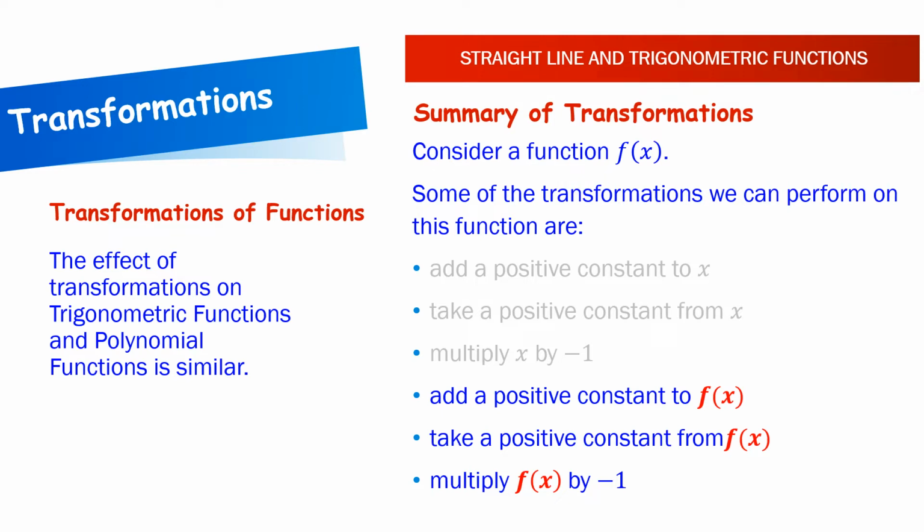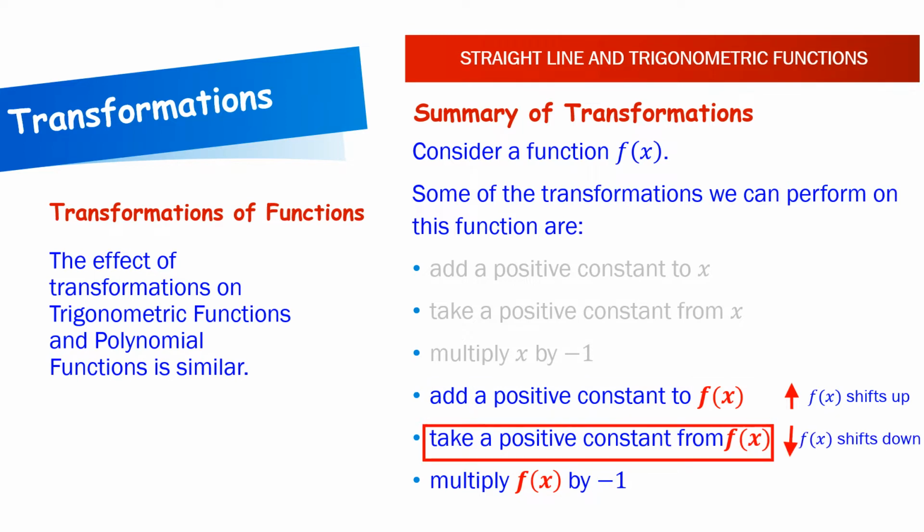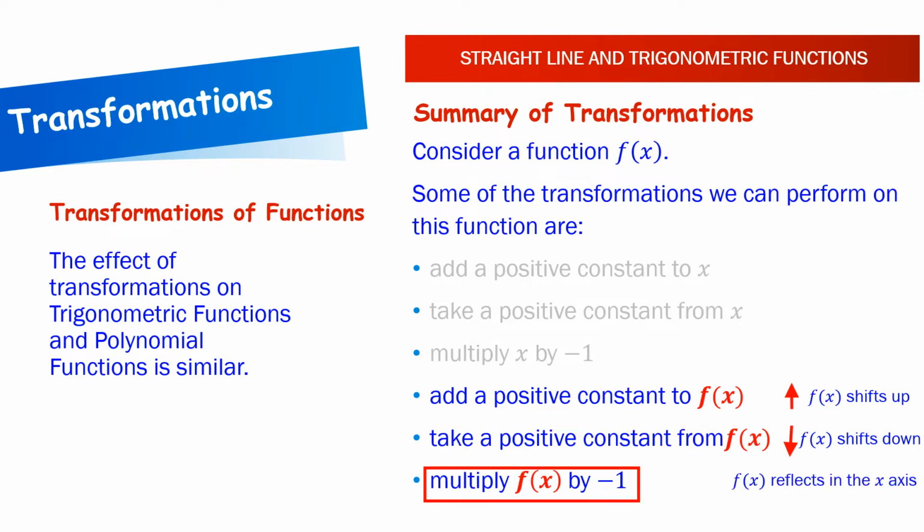When we add a positive constant to f of x, f of x shifts up. When we take a positive constant from f of x, f of x shifts down. And when we multiply f of x by -1, f of x reflects in the x-axis.